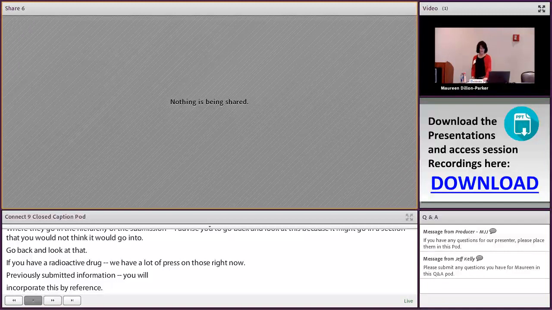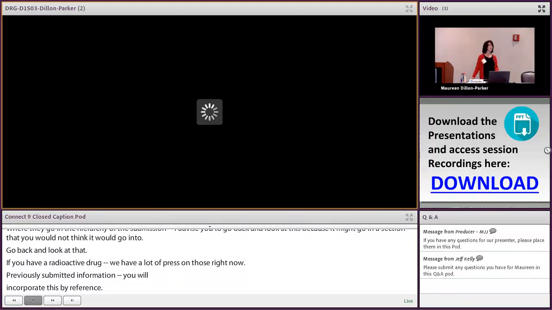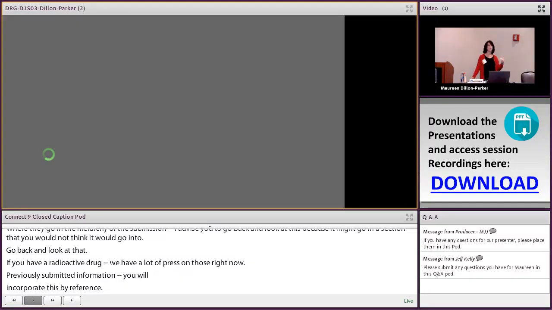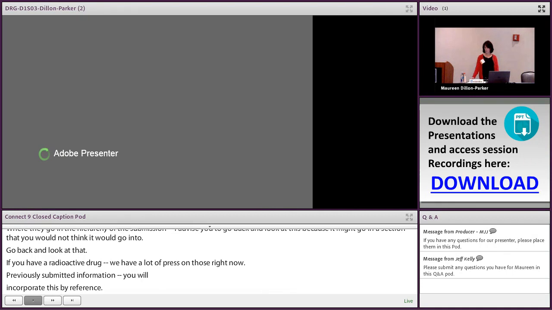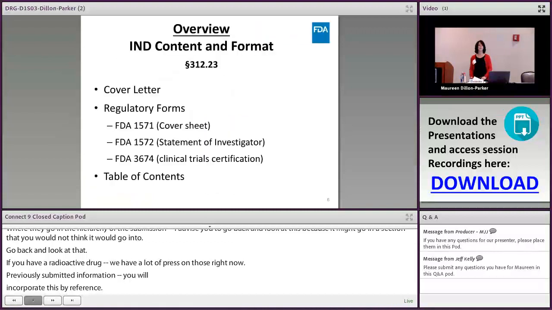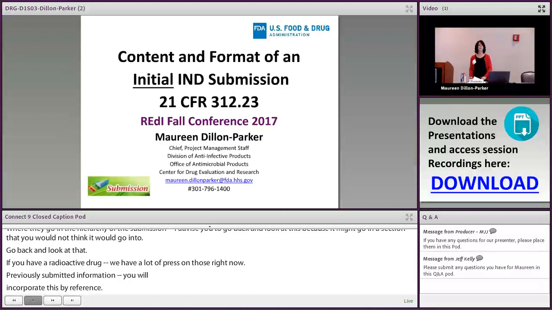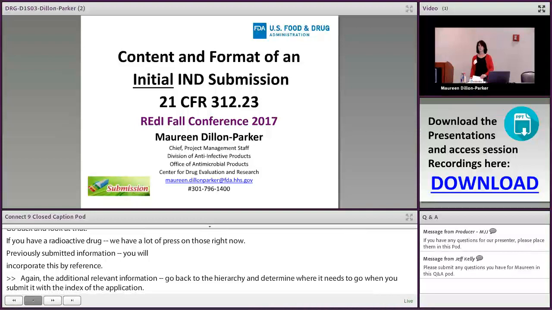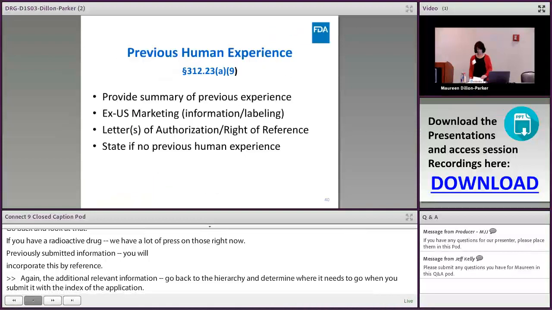Again, this additional and relevant information, go back to the hierarchy and determine where it needs to go when you submit it within the index of the application. And then if you have any information that is in a foreign language, if you can, please provide us with the document and also a translation of the document, that's always extremely helpful.